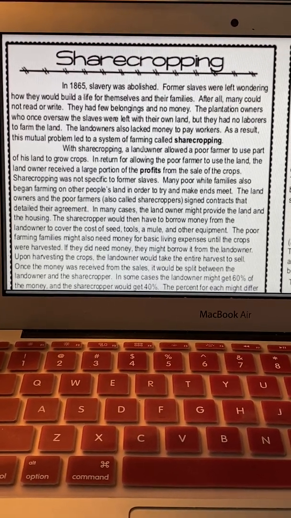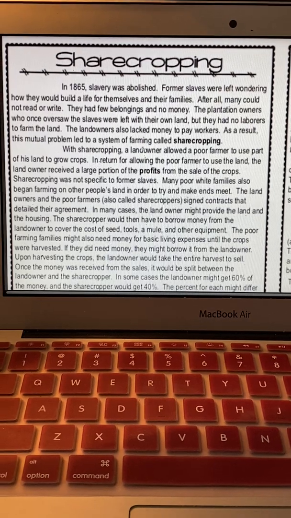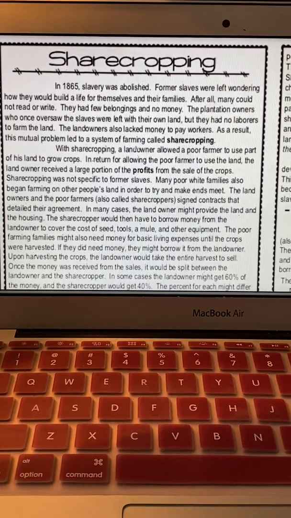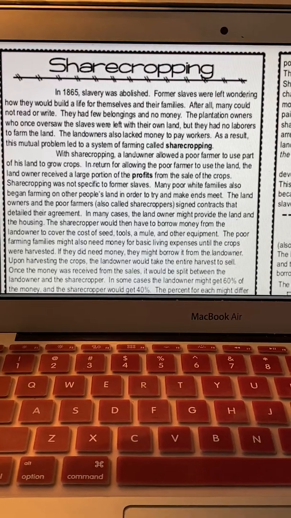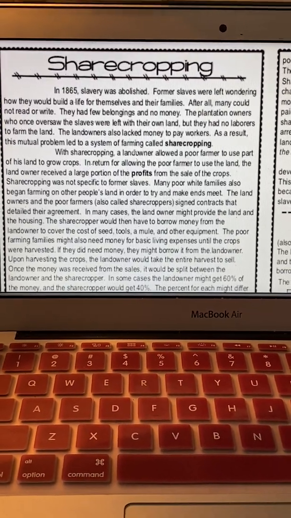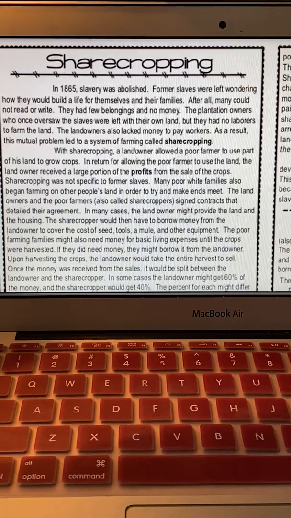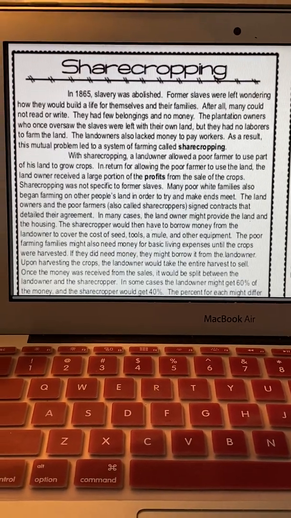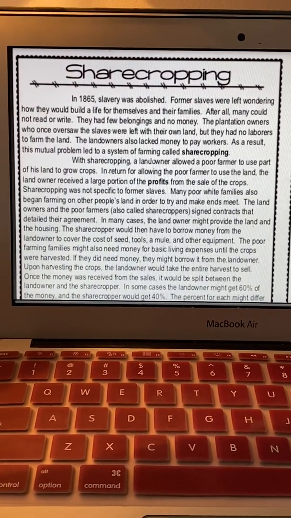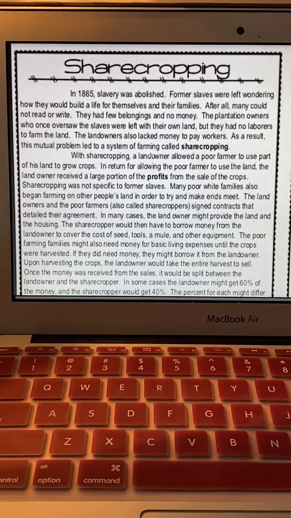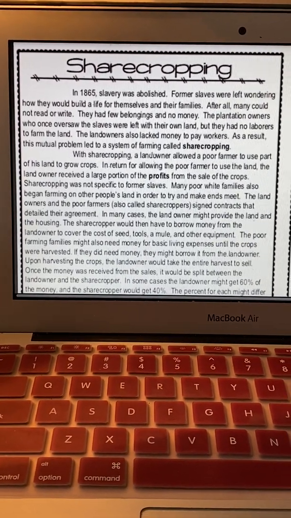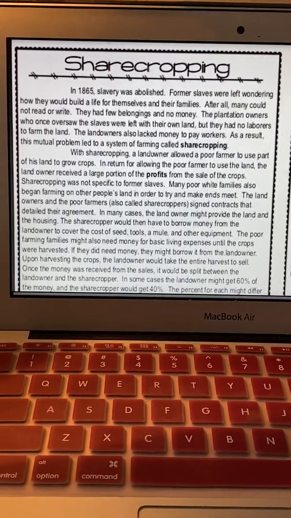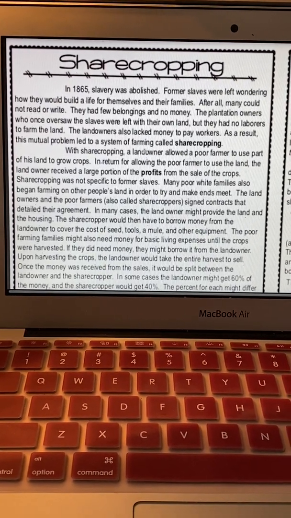In many cases, the landowner might provide the land and the housing. The sharecropper would then have to borrow money from the landowner to cover the cost of seeds, tools, a mule, and other equipment. Okay, so at this point, the sharecroppers had to borrow a lot from the landowner, so keep that in mind. The poor farming families might also need money for basic living expenses until the crops were harvested. If they did need money, they might borrow it from the landowner.